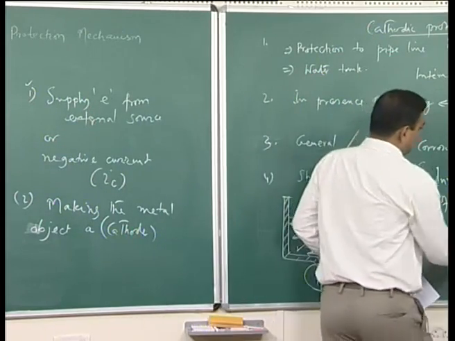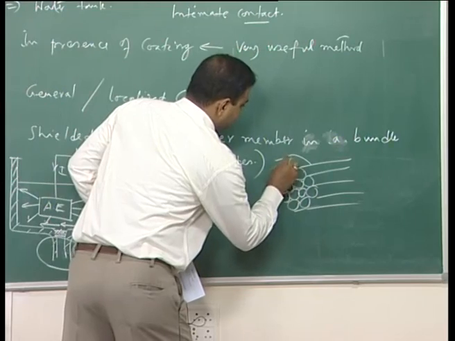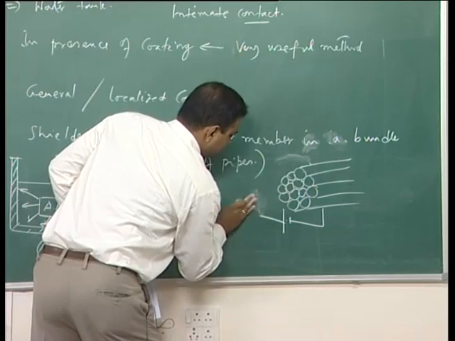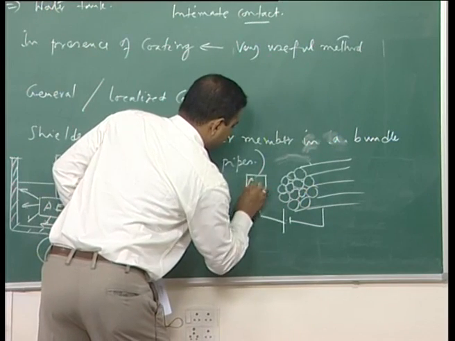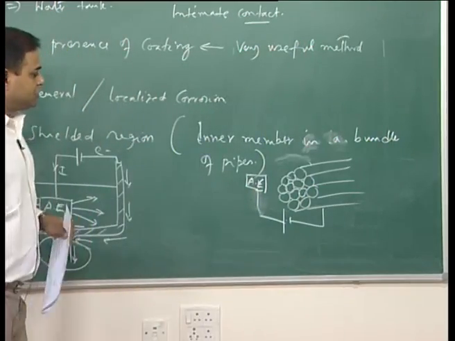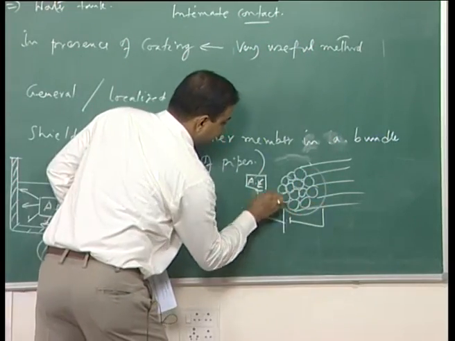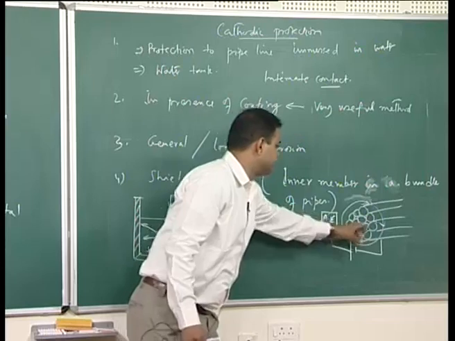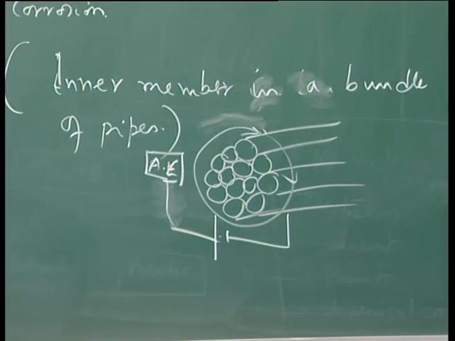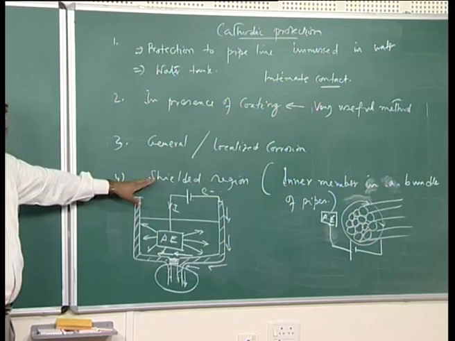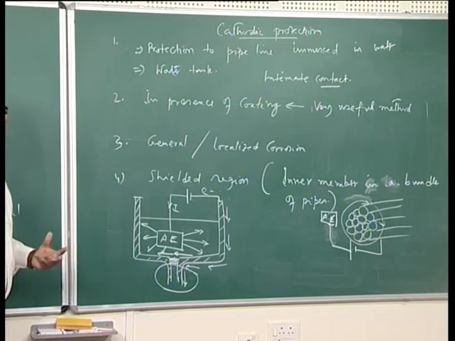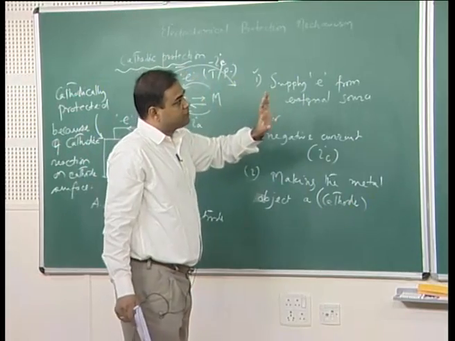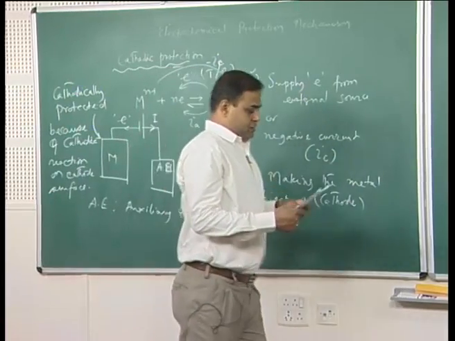Here also, if you have connected it to the negative terminal, with the auxiliary electrode in an electrolyte, electrons will flow from the outside section, and the inner part is not getting any benefit. The inner part is getting shielded by the outside part. So, we have to take care of shielding in order to have proper cathodic protection.